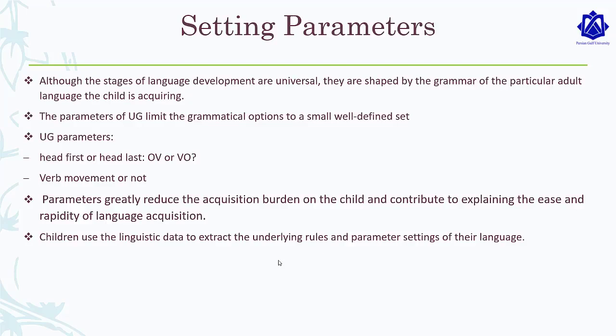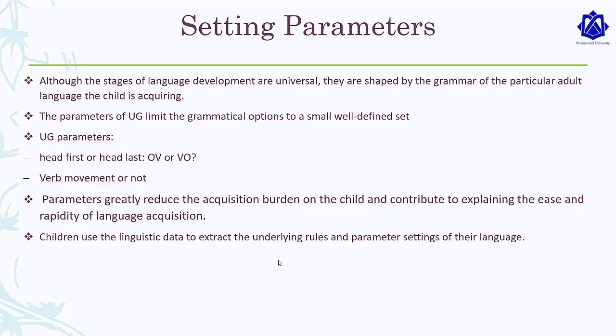Some of the UG parameters are whether the head of a phrase should come first or last. For example, in a VO, whether the verb, which is the head of the verb phrase, comes first, as in English, and then the complement comes, or like Persian or Japanese, where first the object comes, then the verb comes, which would be head last. So English is head first, Persian is head last.